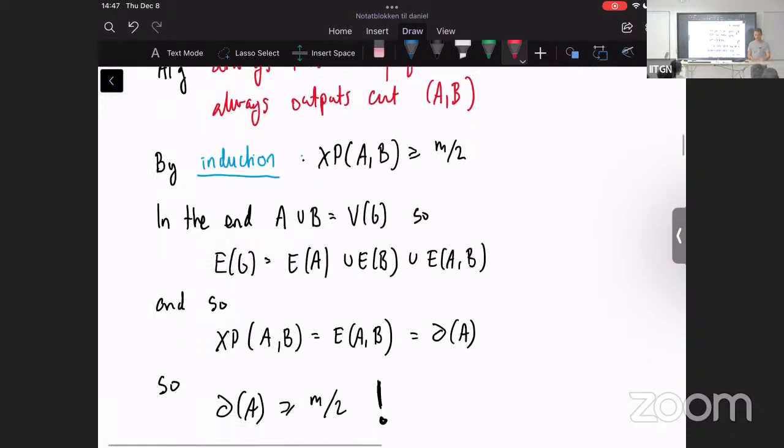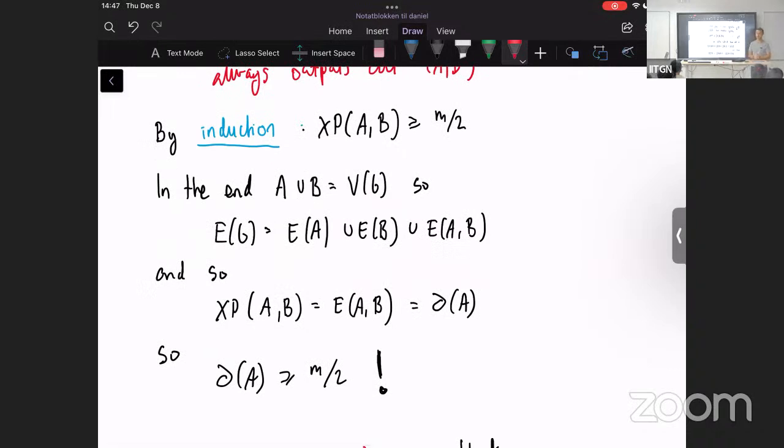And therefore, you've found a cut of size at least M/2. This is what is known as the method of conditional expectation, where you have a randomized algorithm that is making some choices at random, and the expected outcome of the algorithm is good. Then what you can do is pick the individual choices that the algorithm makes for each vertex to go in or out.